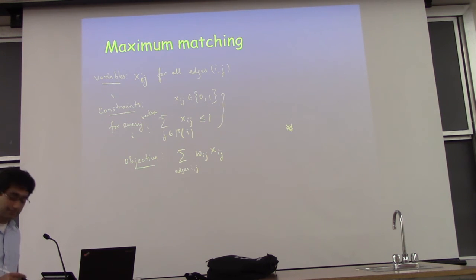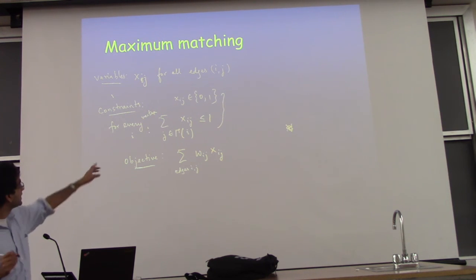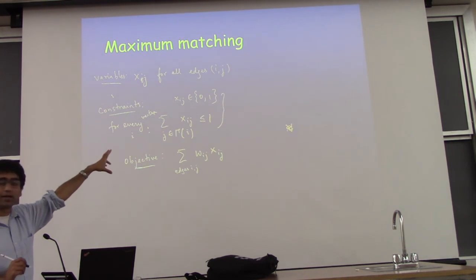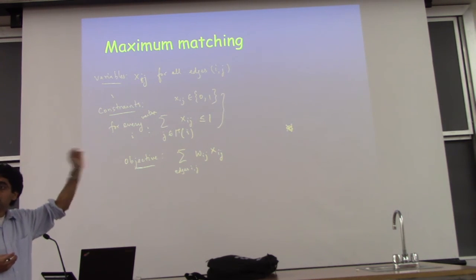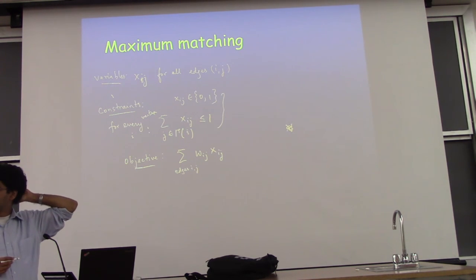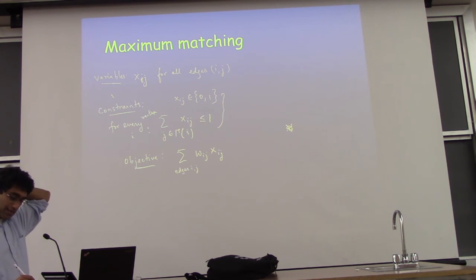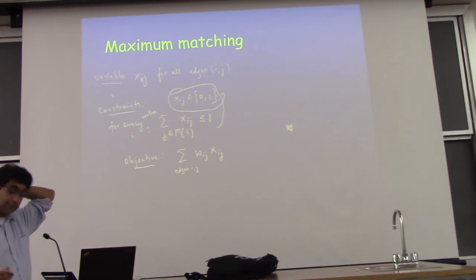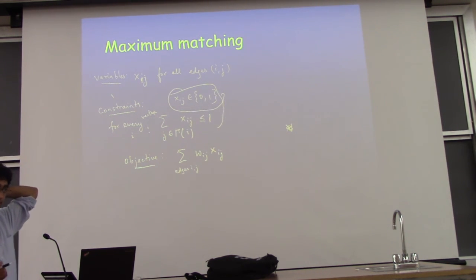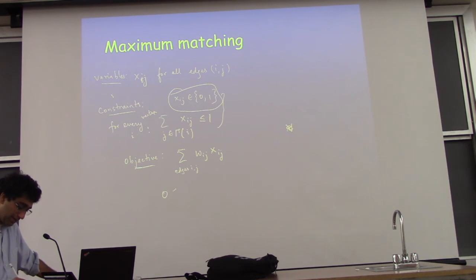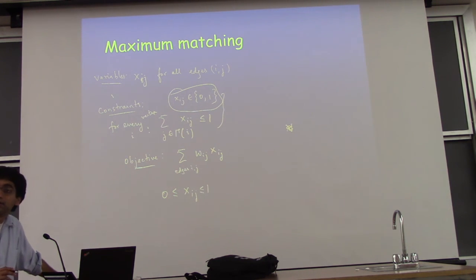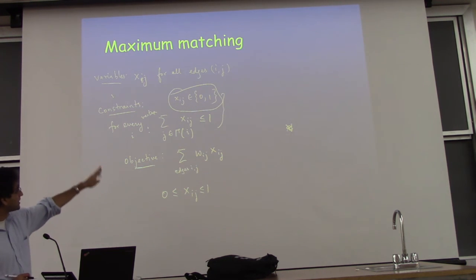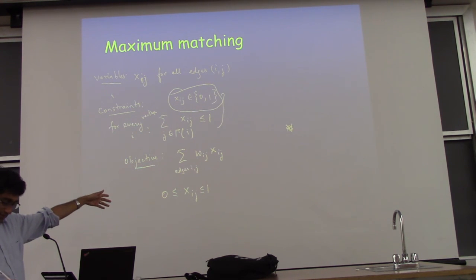The other thing is, we still haven't gotten rid of this, right? So this is still not quite a linear program. Why? Because you have these main constraints, right? So this is not quite linear. So what you could ask is, suppose I replace these constraints with 0 less than or equal to xij less than or equal to 1. Okay. And now this is a linear program, right? So now these are linear constraints.